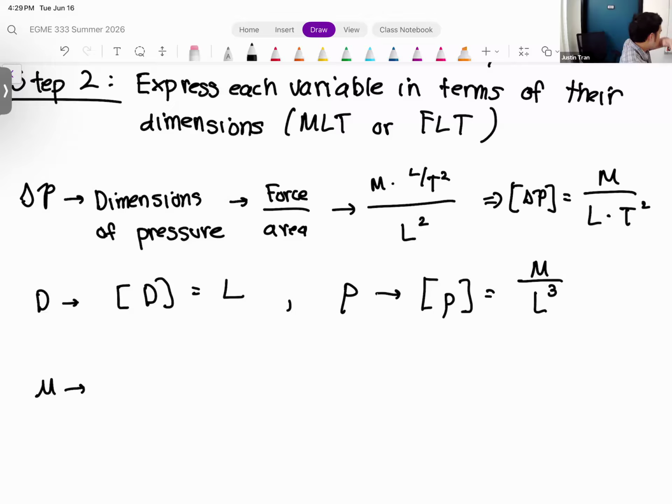Next we have the viscosity. Viscosity is a little bit of a strange one, but remember, it has dimensions of pressure times time. We have pressure up there. Remember the units for dynamic viscosity are Pascal seconds. And so the dimensions for viscosity are mass divided by length times time.